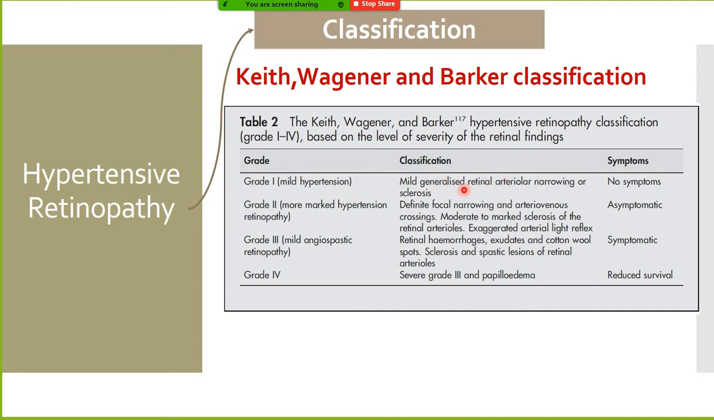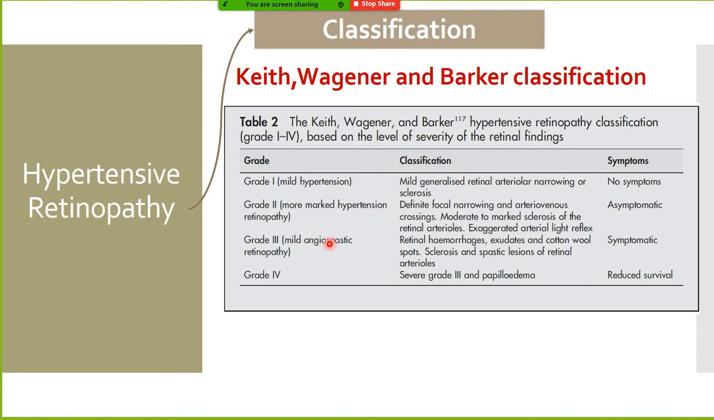So what you will be seeing is the generalized arteriolar narrowing, and the patient will have no symptoms. This is where we find it with a regular eye examination. In the case of grade 2, there will be narrowing, arteriovenous crossing, and then sclerosis of the retinal arterioles. Again, the patient will be asymptomatic.